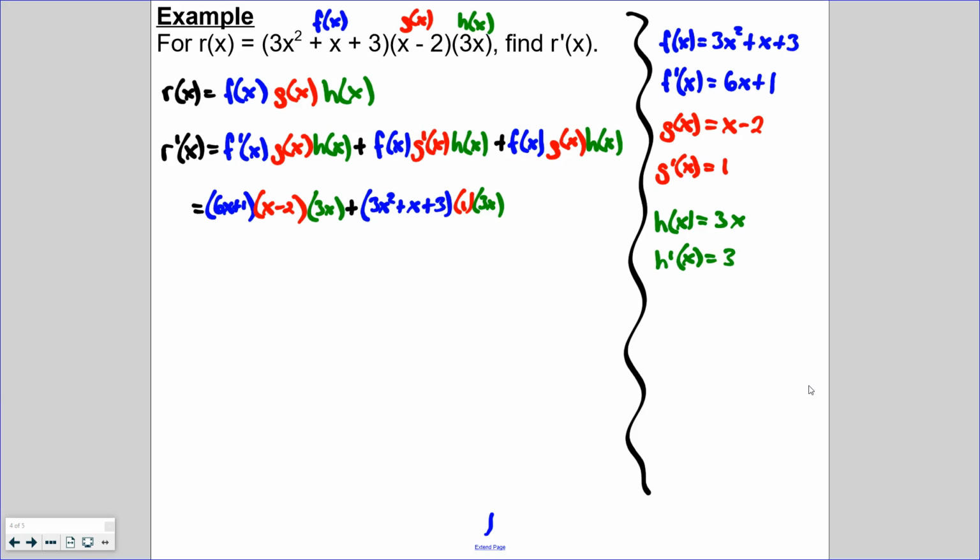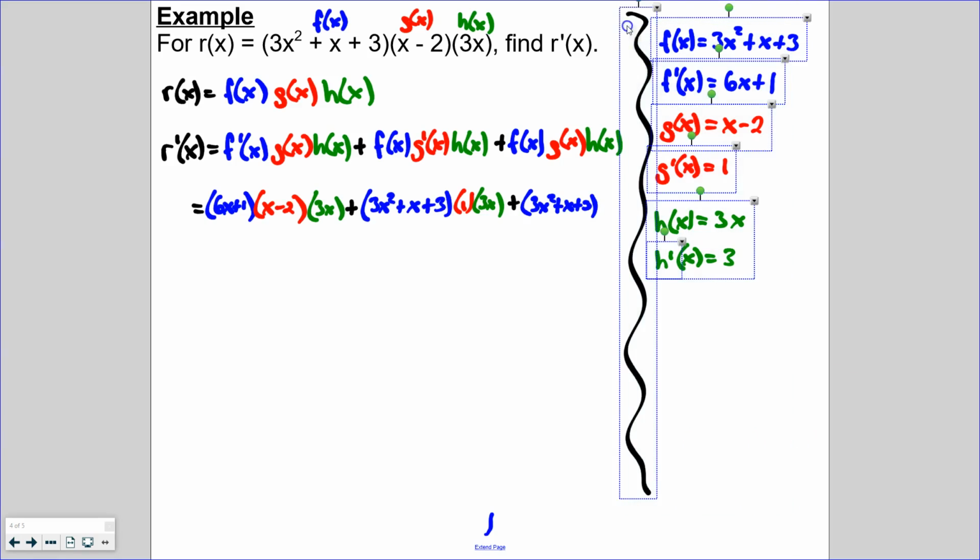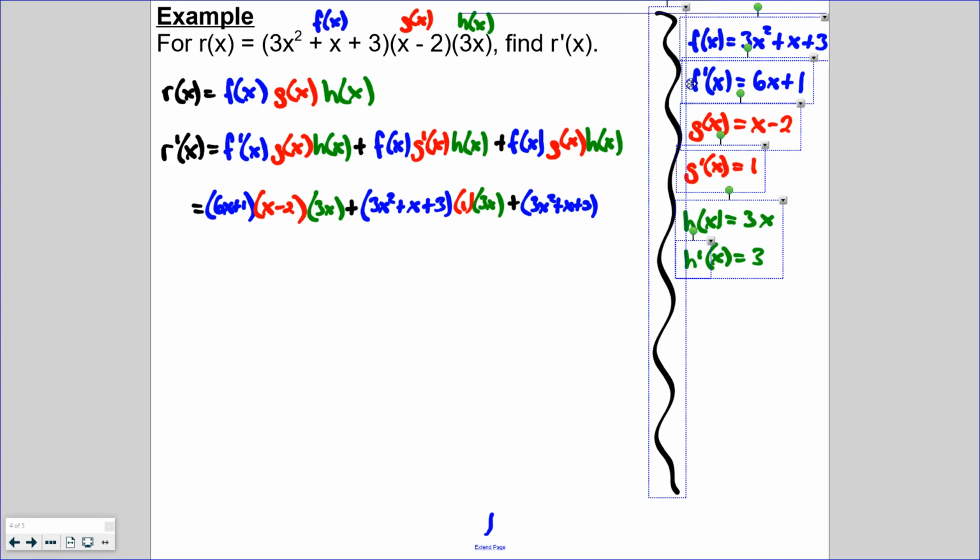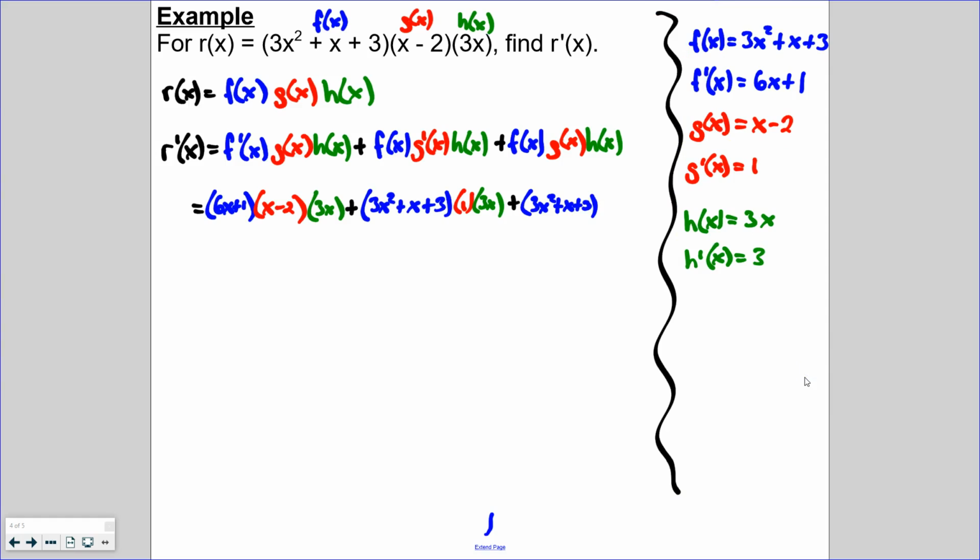Let's see if I can squeeze that in there. I don't think I'm going to be able to, but we're going to try. So we know our f of x function is 3x squared plus x plus 3. And let me shift all these things over to give myself a little bit more room, and g of x, which is x minus 2, times h prime of x, which is 3. I forgot to put the prime marker up there.